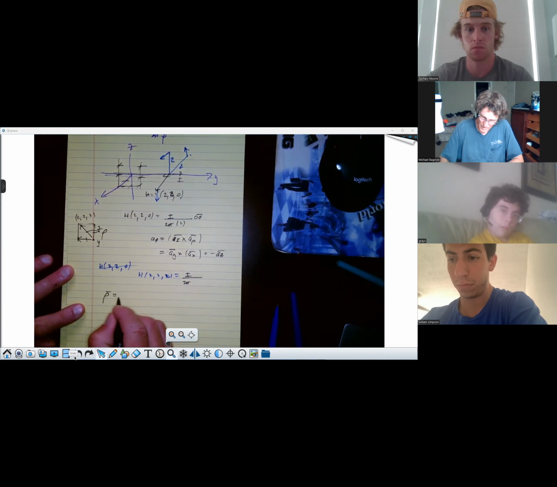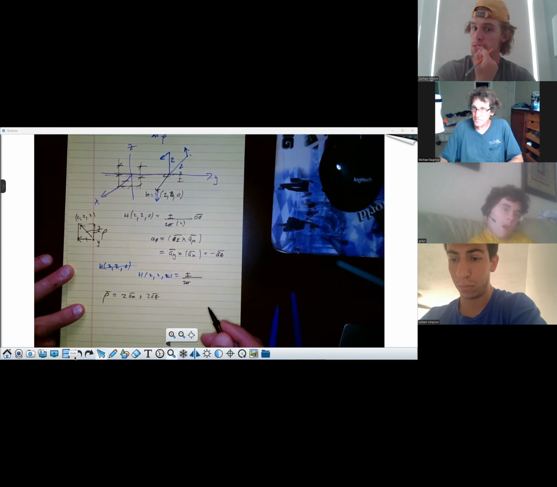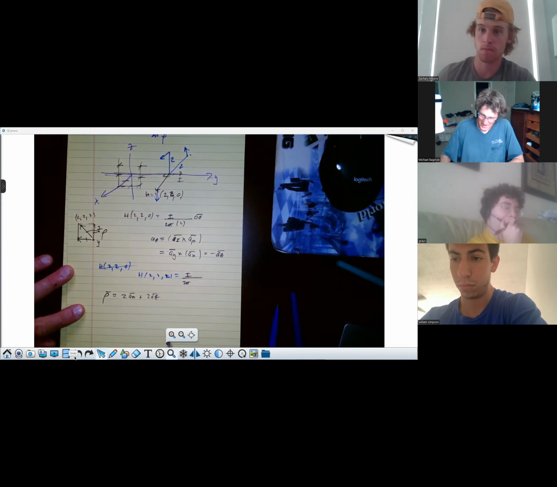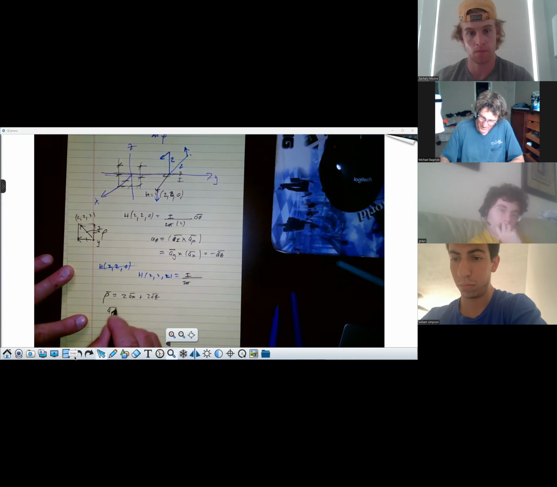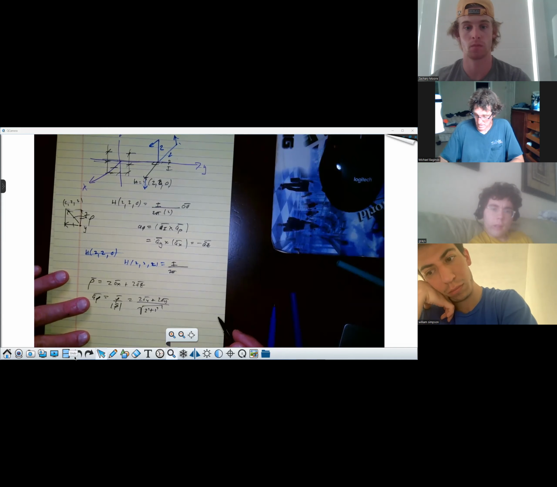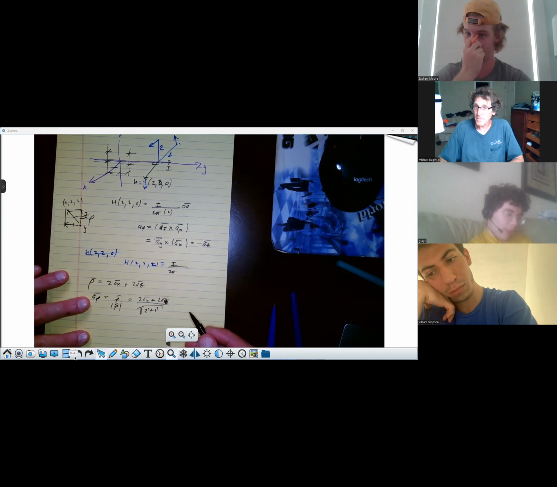Rho itself would be what? Well, it's going to be 2ax plus 2az. Do you agree with this? Yeah. Okay. What's the unit vector going to be? Well, it's rho vector over magnitude of rho. So that's going to be 2ax plus 2ay divided by what? 2 squared plus 2 squared, right? You mean 2ax plus 2az? Az, you're right. You got me on that one. Y'all with me?